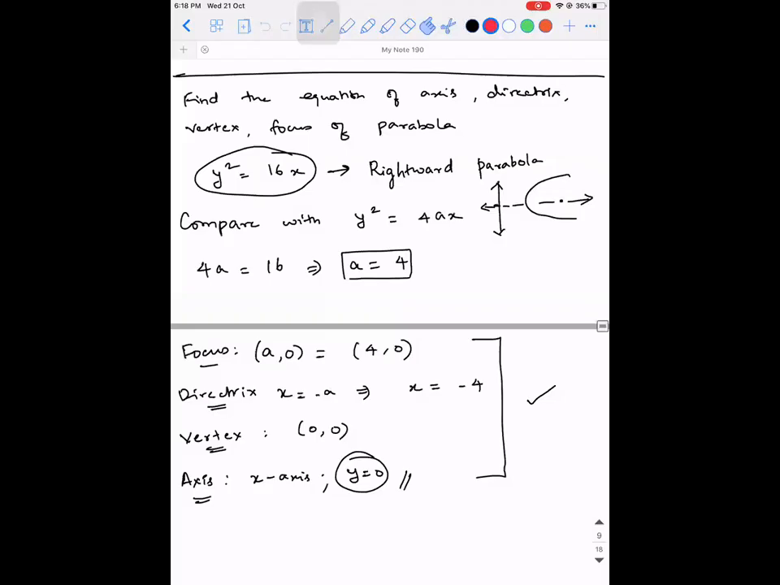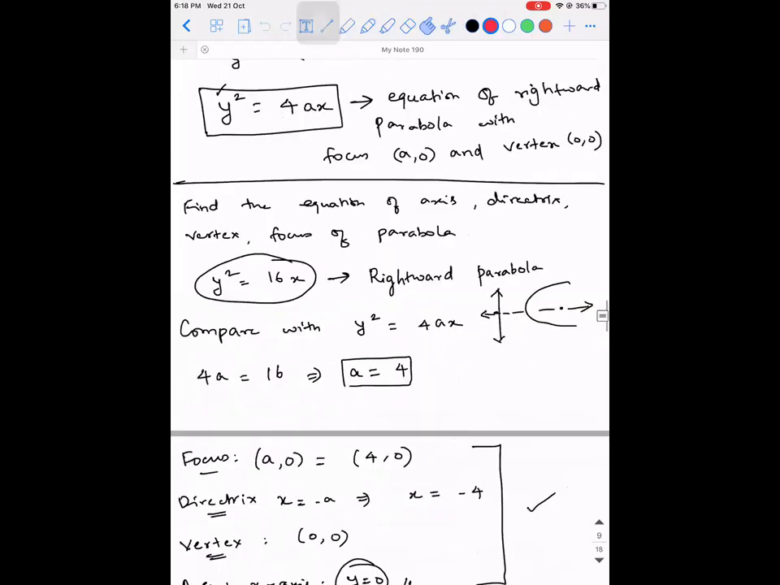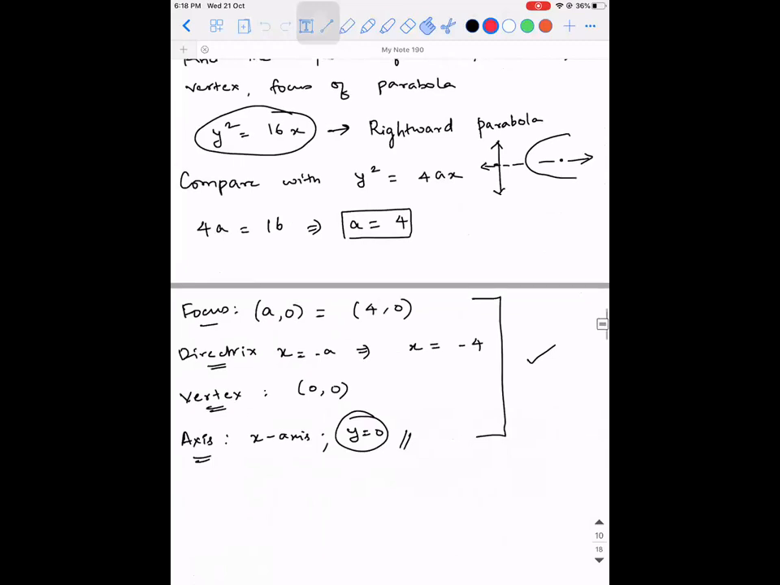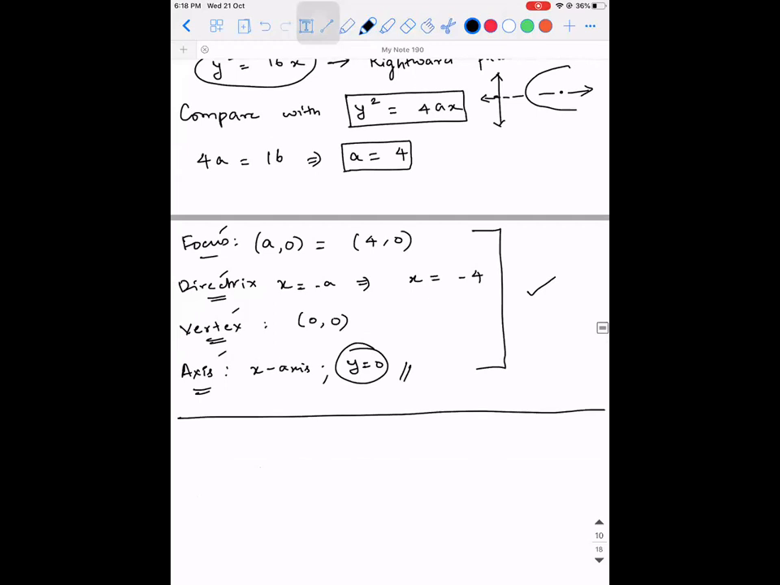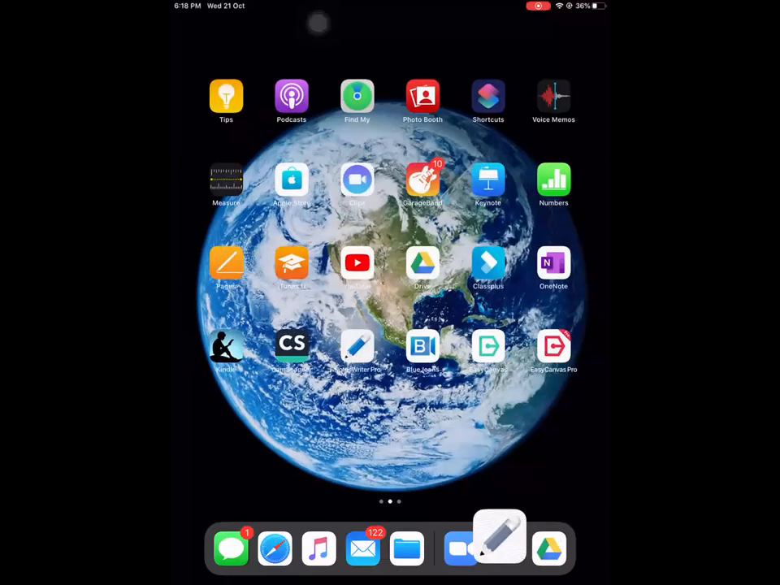So yesterday we were discussing parabola, right? So we saw what is the rightward parabola, that is having an equation of y square is equal to 16x. Then I told you what will be the type of questions that will be asked, where you have to find the focus, directrix, vertex, axis, and all those things, right? Now, see, we will do some problems which are based on this.